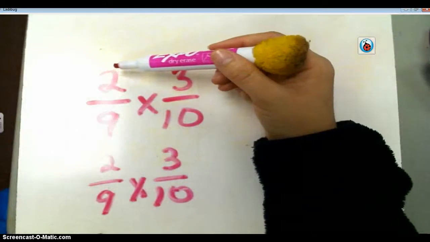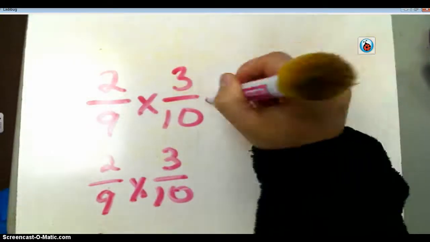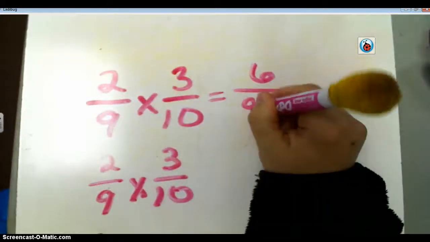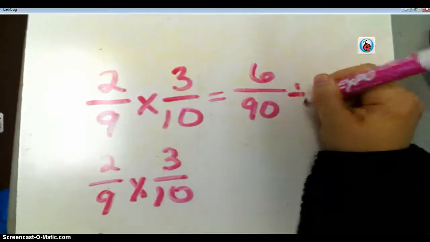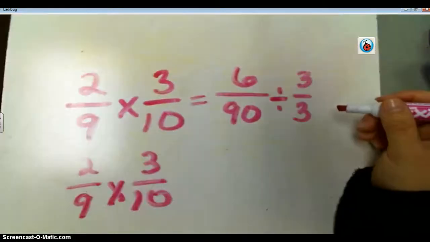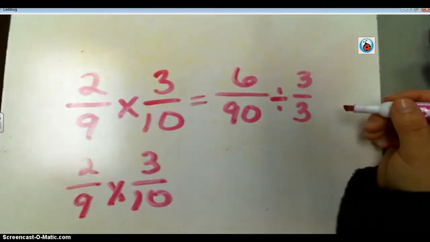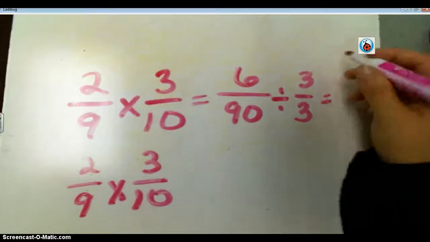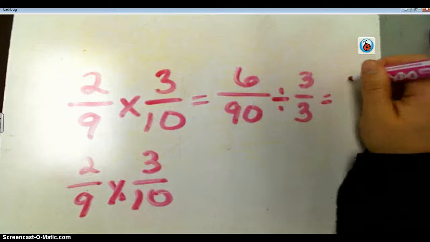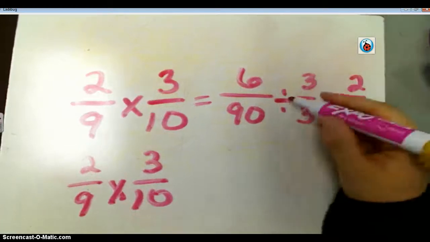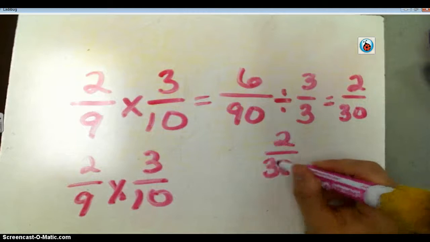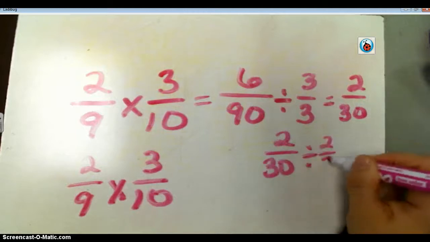Listen. That's tough for us. 2 times 3 equals 6. 9 times 10, 90. We can divide these both by 3. Then we go to the next step. 6 divided by 3 equals 2. 90 divided by 3 equals 30. And then we multiply it by 2 more. 2 over 30 reduces to 1 over 15.